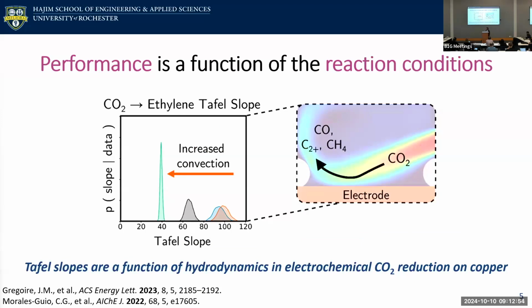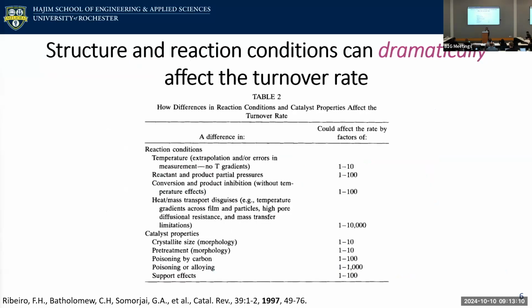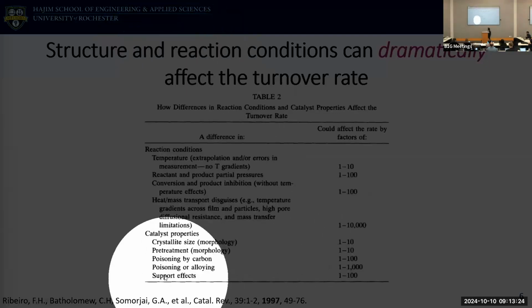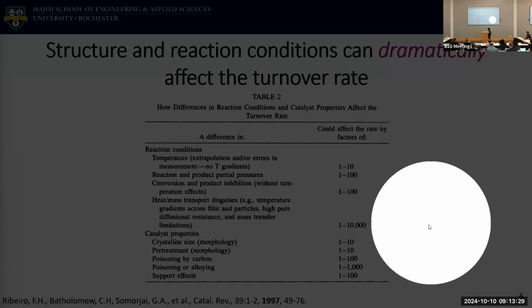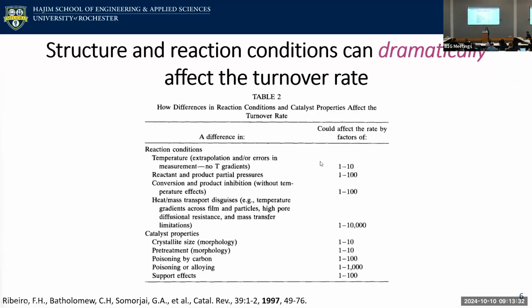So there was a study done where they looked at electrochemical CO2 reduction, and the Tafel slope, the kinetics, are as much a function of the copper catalyst as they are of the hydrodynamics of the cell. And this also applies to heterogeneous thermal catalysis. There's a study done back in 1997 by Fabio Ribeiro and Gabor Somorjai and others, where they looked at various conditions and how they could affect the reaction rate. So things like temperature, heat and mass transport, crystallite size, all affect the rate by orders of magnitude.